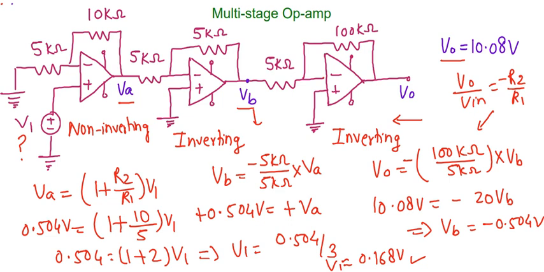So from here we have calculated the value of the input supply V1. You can see that whenever we have any multi-stage amplifier, we have to keep in mind the configuration of the amplifier and how we have to start. We have to start from the last one to the first one, or from the first one to the last one.